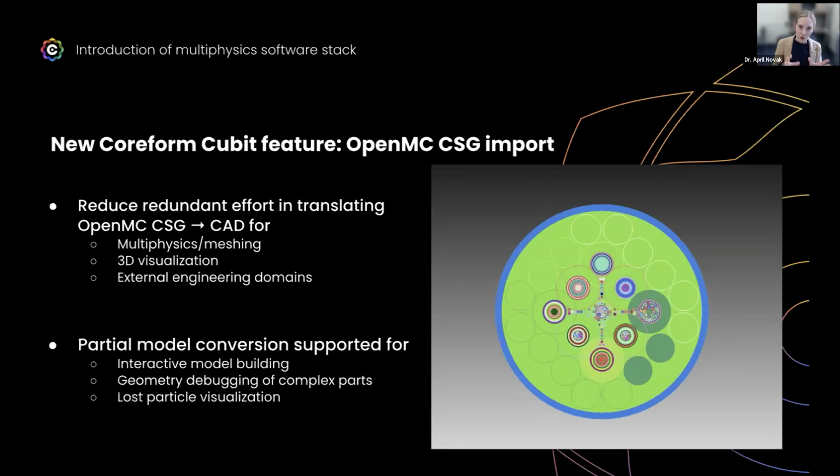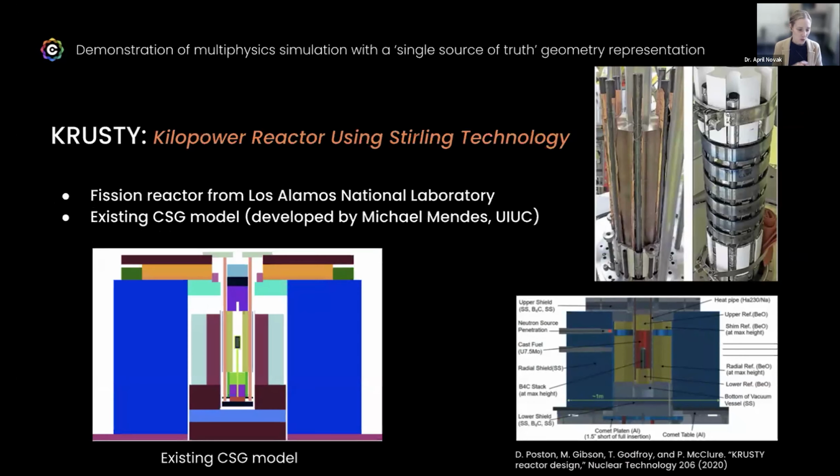So being able to load a model into Cubit is really useful for debugging geometry or complex parts, building a complex model a few pieces at a time, so interactive model building, as well as for visualizing lost particles when you have more complicated models. So we are going to be doing a simplified version of the Krusty reactor.